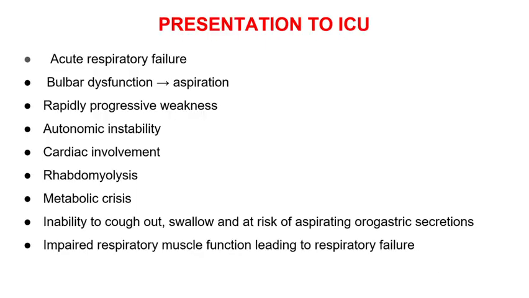So, how does a neuromuscular disease present to the ICU? ICU admission is required whenever there is acute respiratory failure, bulbar dysfunction leading to aspiration, rapidly progressive weakness, autonomic instability, cardiac involvement, rhabdomyolysis, or metabolic crisis. Bulbar weakness includes inability to cough out or swallow, risk of aspirating orogastric secretions, and impaired respiratory muscle function leading to respiratory failure.